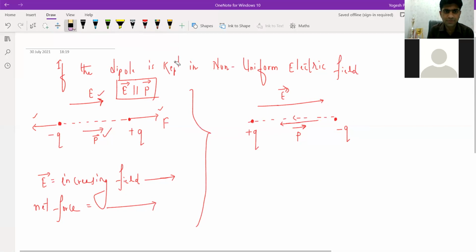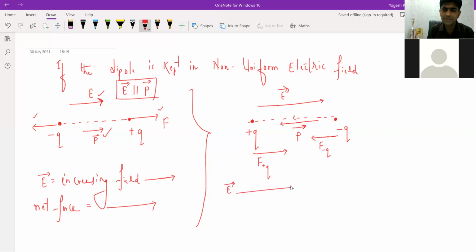It is positive charge, so the force on the positive charge will be in the right-hand direction. And the force on this negative charge will be in the left-hand direction. This will be F minus Q, and this will be F plus Q. In this case, if you see, this E is again increasing in the positive right-hand direction. So what will be the direction of net force in this case?